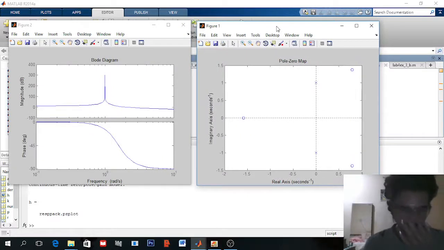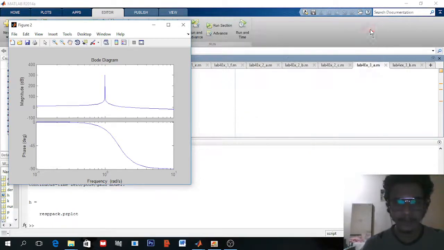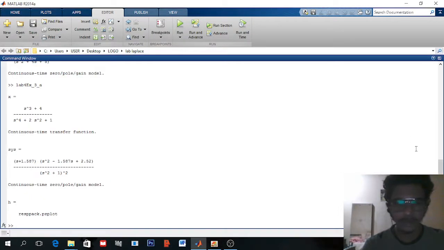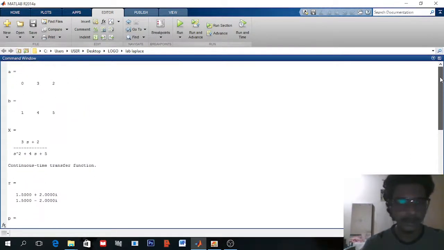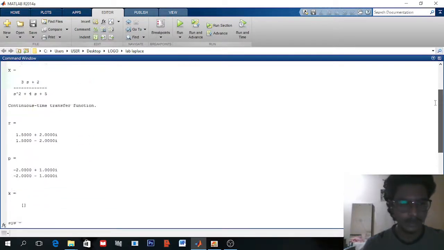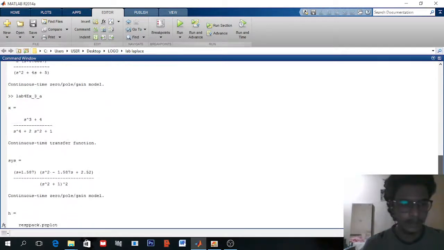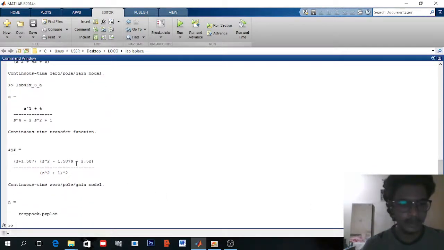Okay, the circles are the zeros. There are 3 circles, and the crosses are the poles. Okay, this is the Bode diagram for 3A. Okay. The result for 3A. Numerator, denominator, continuous time function, the poles, zeros, poles. The final expansion.